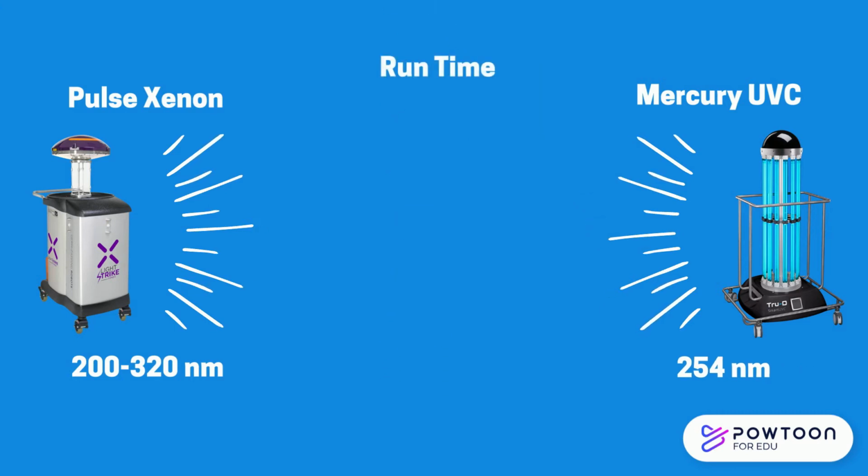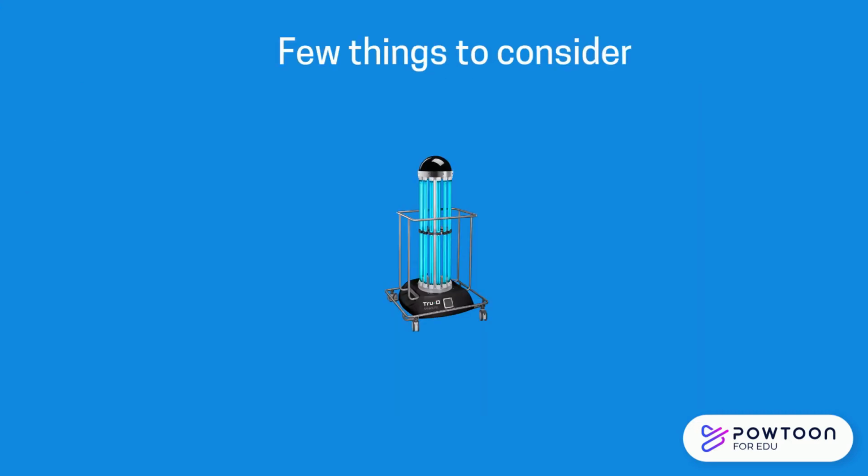These devices require one person for operation, however, they differ in time required for administration. Mercury devices generate a single cycle which can range from 8 to 55 minutes, while pulse xenon UV cycle ranges from 5 to 15 minutes. However, when operating these devices, there are a few things to consider.